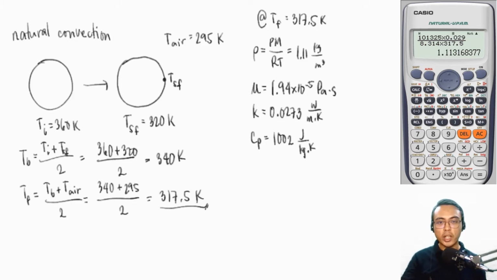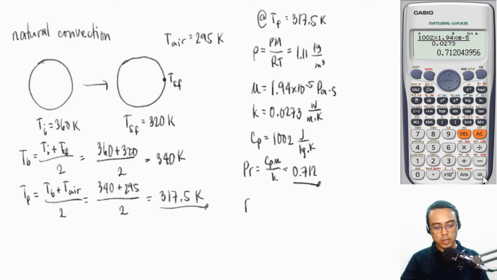With those properties, we can now determine the Rayleigh number and the Prandtl number of the system. The Rayleigh and the Prandtl number will be important in determining the Nusselt number, from which we can determine the heat transfer coefficient. Okay, let's start with the Prandtl number. Prandtl number is Cp mu over k. Solving, we have 1002 joules per kilogram per Kelvin times 1.94 times 10 raised to negative 5 pascal seconds divided by 0.0273 watts per meter per Kelvin. Our Prandtl number is 0.712.